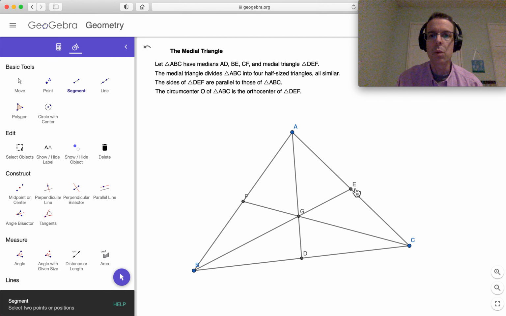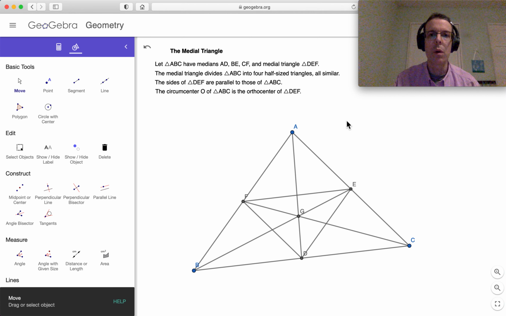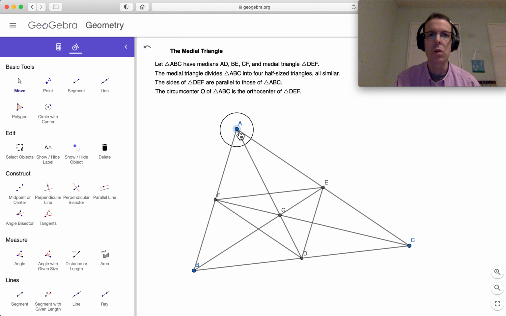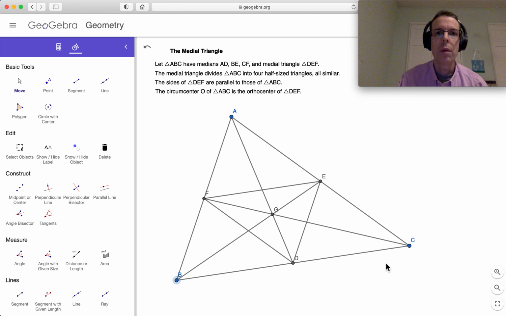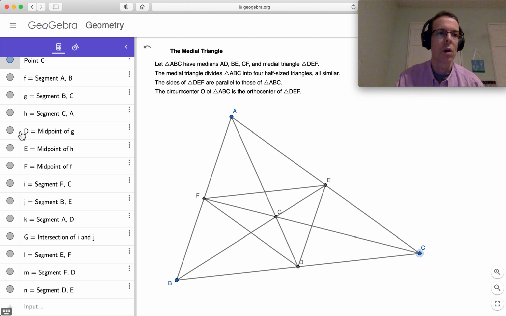What we're going to do right now is connect the dots further to create this inner triangle DEF. And this inner triangle DEF is called the medial triangle. As you'll notice, I can move this, and the medial triangle stays with the triangle in that way. So if we have medians AD, BE, and CF, and medial triangle DEF, then the first claim that we want to justify is the claim in the second line here. The medial triangle divides the triangle ABC into four half-sized triangles, all of which are similar.